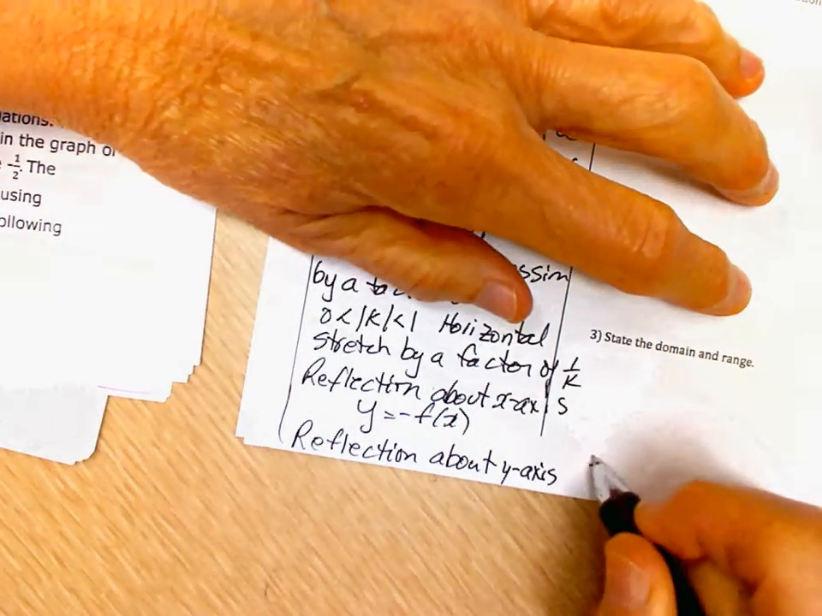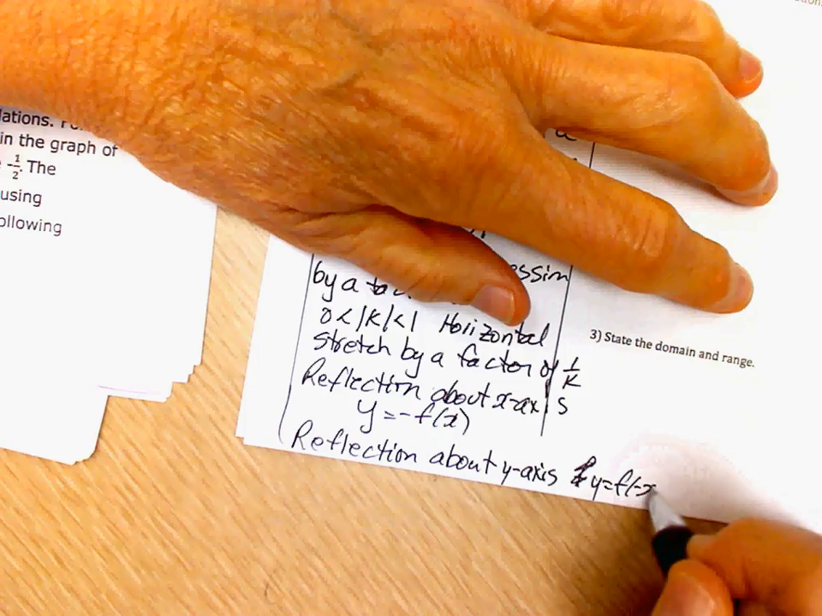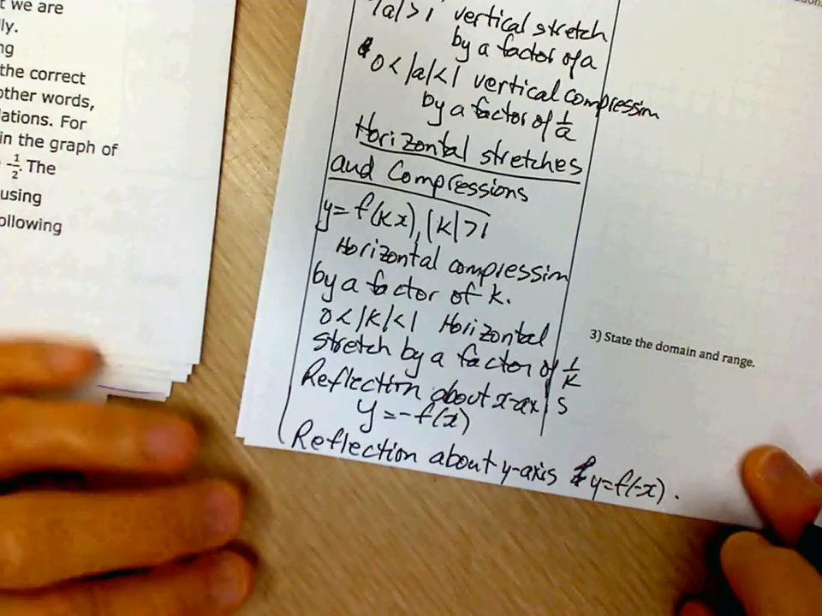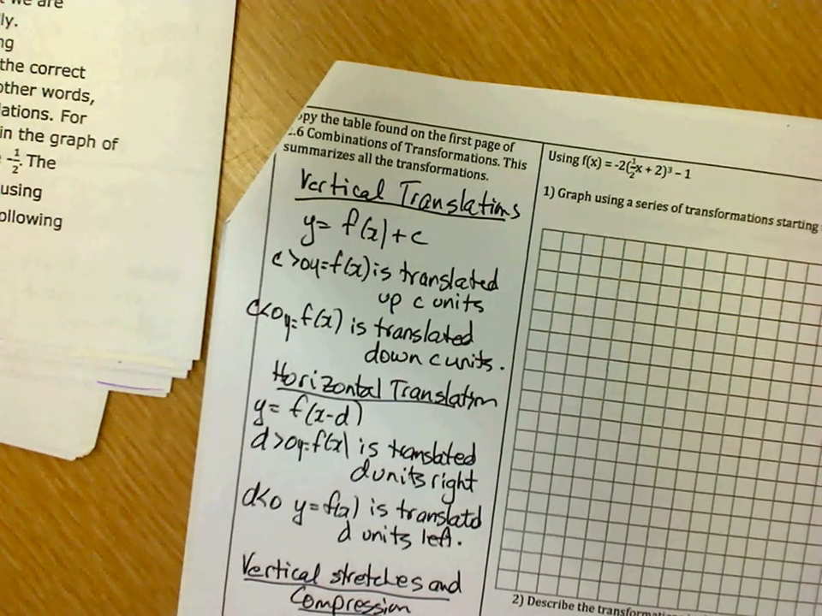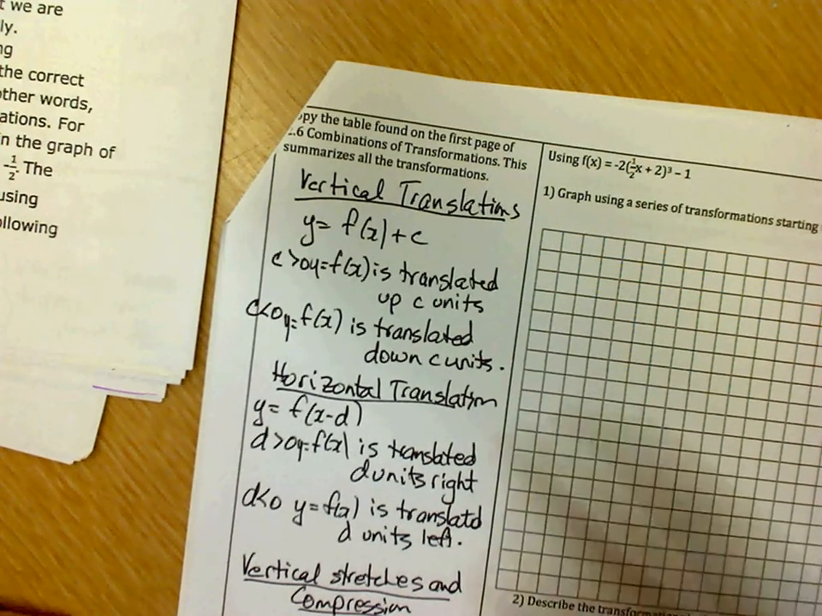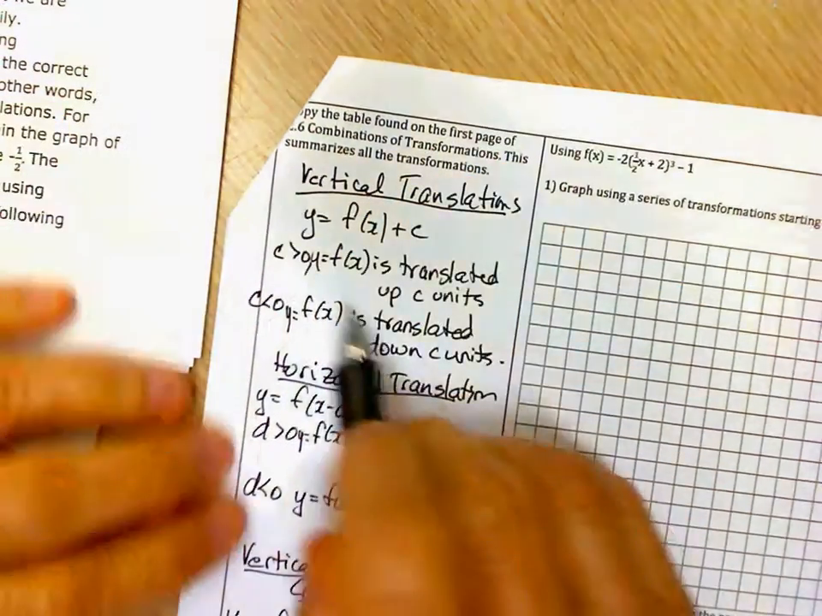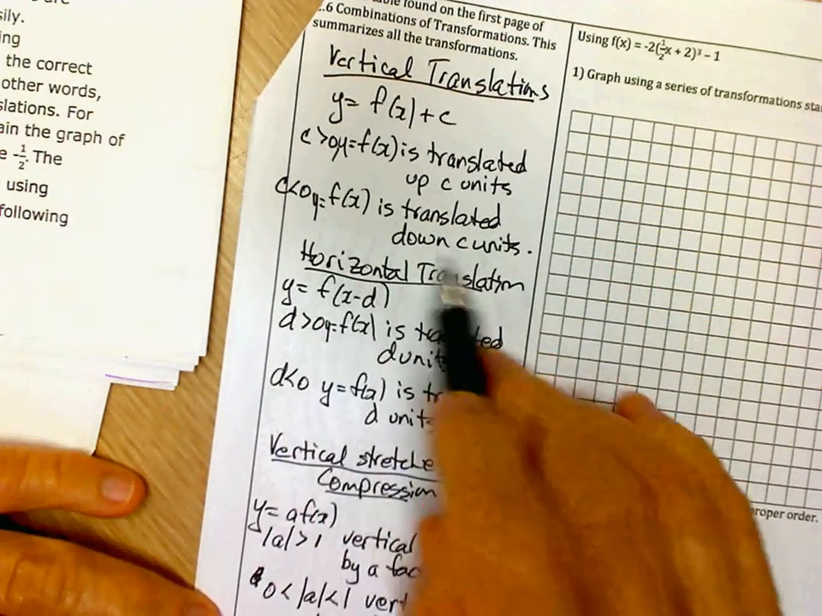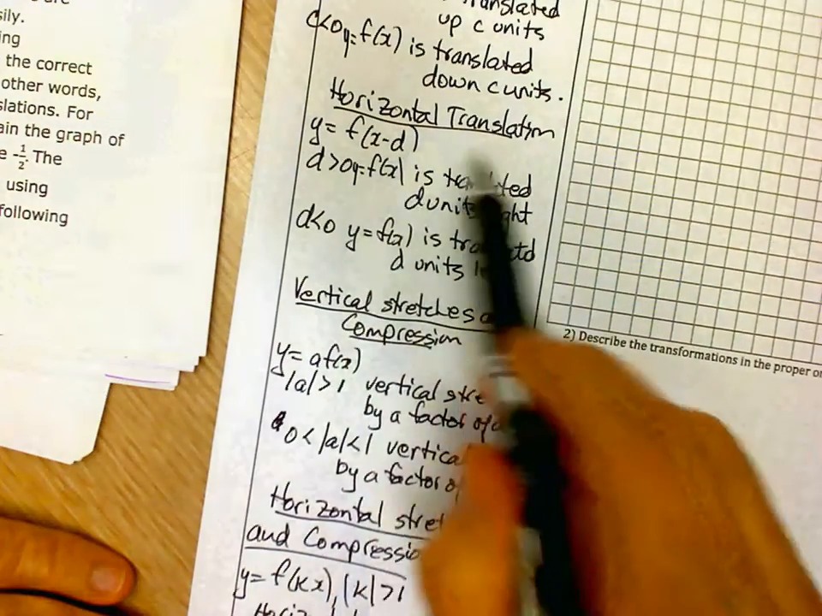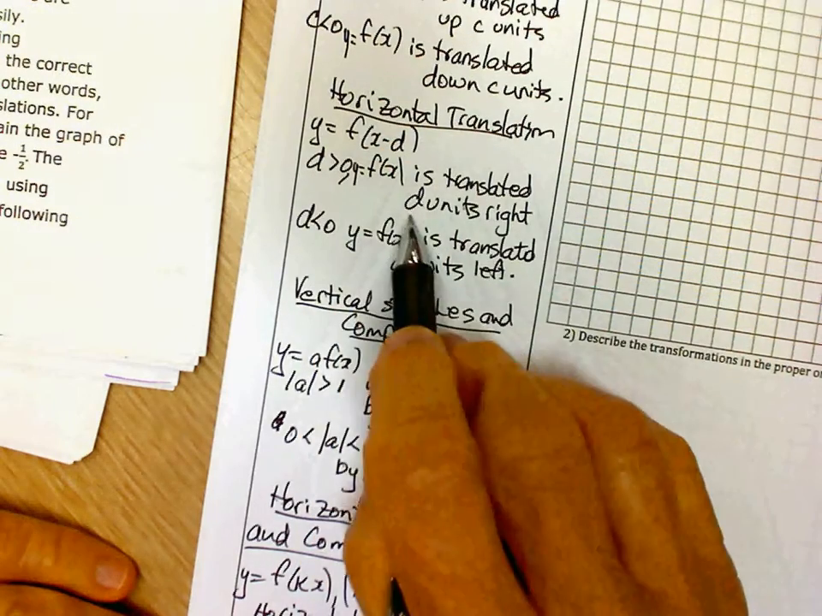Whew, that's quite the list, isn't it? Anyway, you have this list in your third unit. I just want to double check. If c is greater than 0, y equals f of x is translated up c units. If it's less than 0, it is translated down c units. Horizontal, if d is greater than 0, y equals f of x is translated d units to the right. If d is less than 0, it is translated d units to the left.